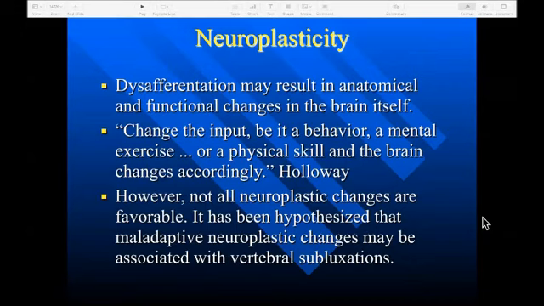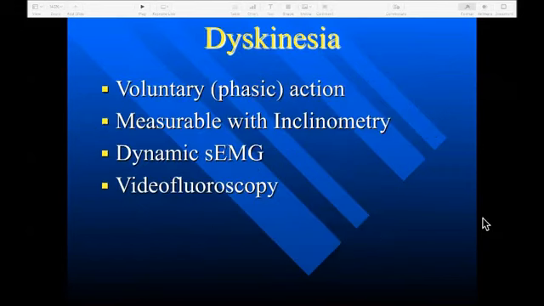Disafferentation, or abnormal afferent input to the brain, may cause problems. Indeed, not all neuroplastic changes are favorable, and it's been hypothesized that maladaptive neuroplastic changes may be associated with vertebral subluxations. Another manifestation of vertebral subluxation is dyskinesia, and that's where there's a disconnect between a voluntary motion that a person wishes to execute and the ability to do so.